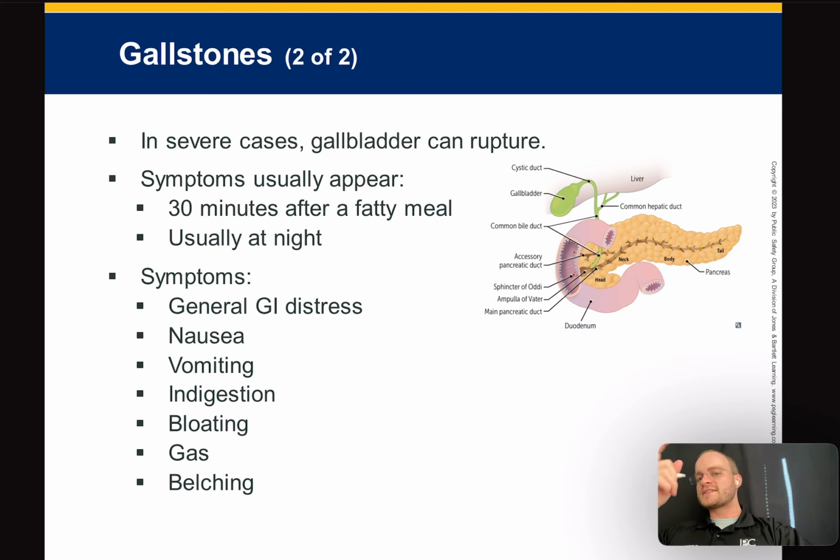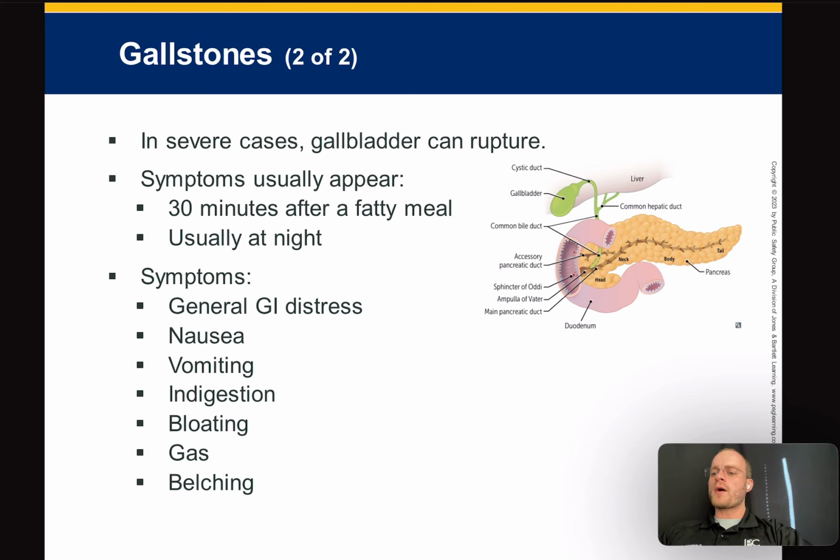And so, again, typically it's after they eat something that's fatty. 30 minutes, an hour after they eat, and they will have excruciating abdominal pain because of this. Now, they will also have just general GI upset, nausea, vomiting. They could have indigestion, which is kind of like heartburn, bloating. They could be gassy, or belching. Okay, burping. So just be aware that this is a pathology that's called cholecystitis.